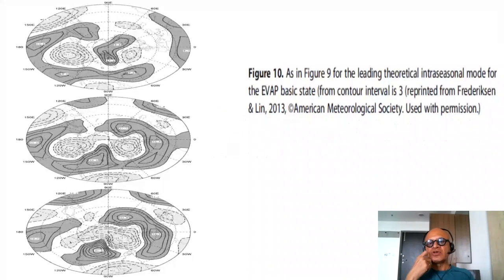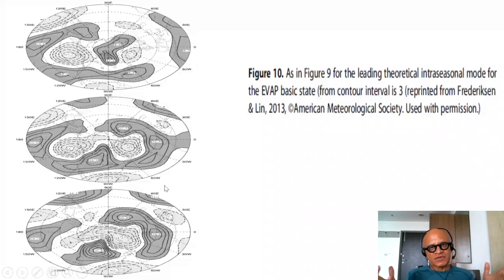This is similar to the previous figure for the leading theoretical intraseasonal mode for the evap basic state. So evaporative wind feedbacks are allowed, and the mid-latitude tropical connections are again manifest in the same MJO phases of 3, 4, and 5.